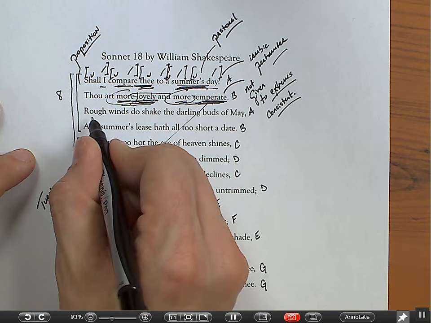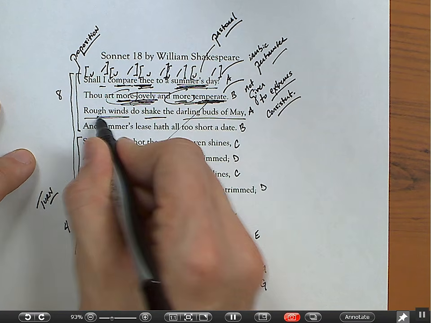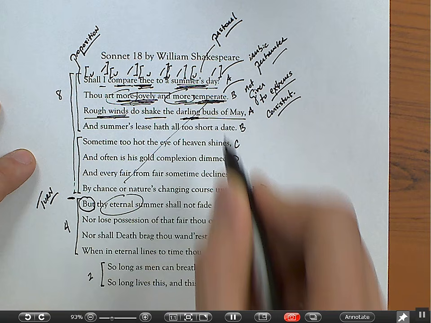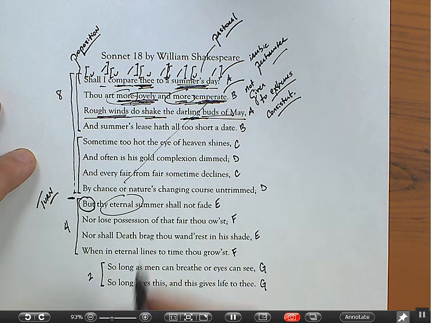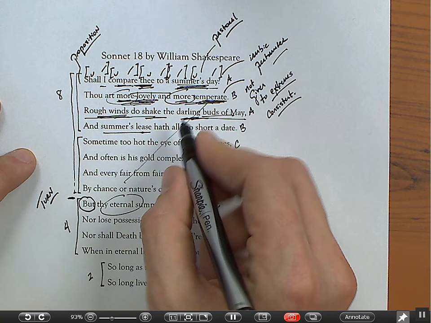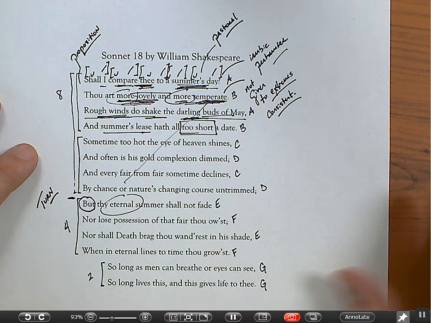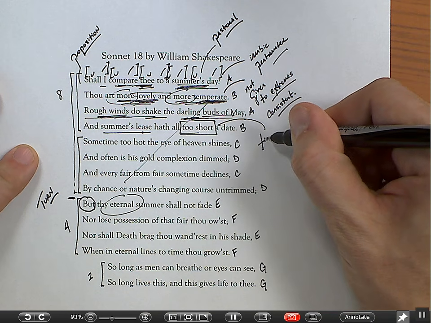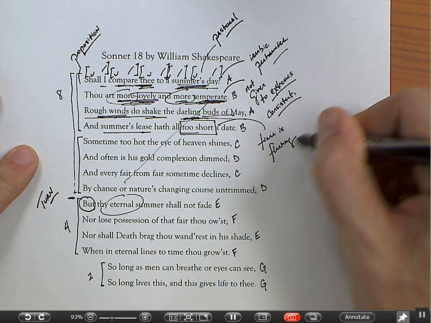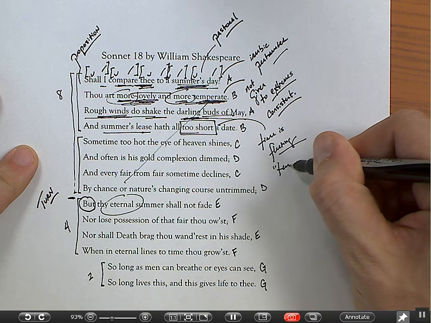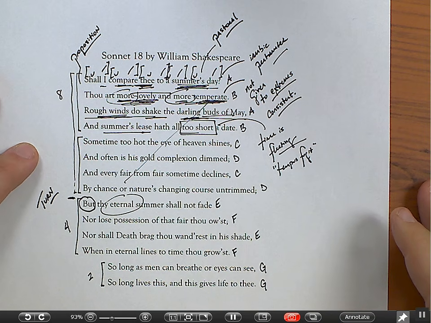He continues, rough winds do shake the darling buds of May. Right? The winds of spring threaten these blooming blossoms. Rough winds shake the darling buds of May, and summer's lease hath all too short a date. The time is fleeting. The Latin expression tempus fugit comes to mind.